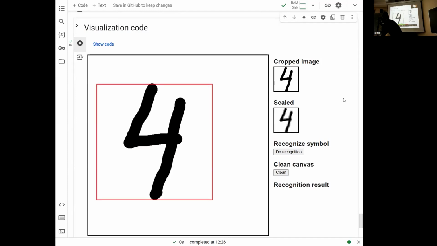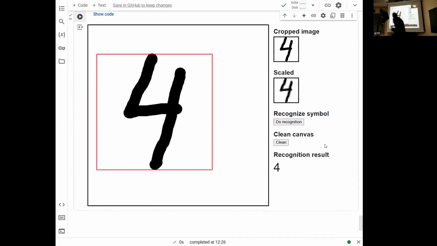Maybe just an illustration. If I send some data that I draw into my neural network, this is the result of the recognition I get. And basically, that's all that I wanted to show for today.